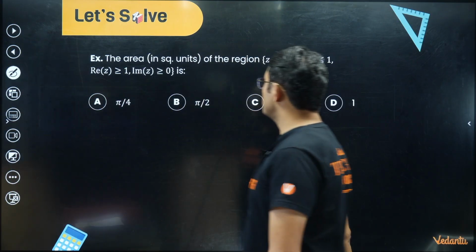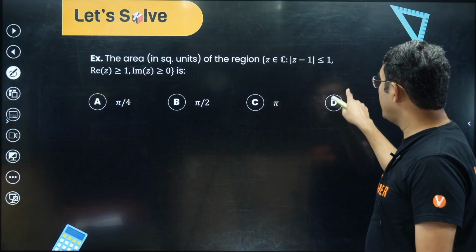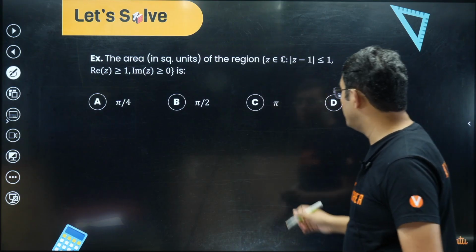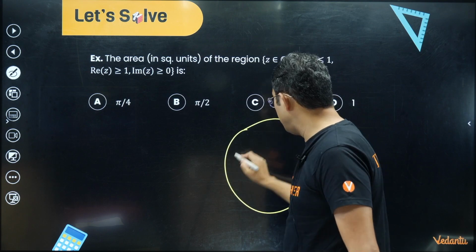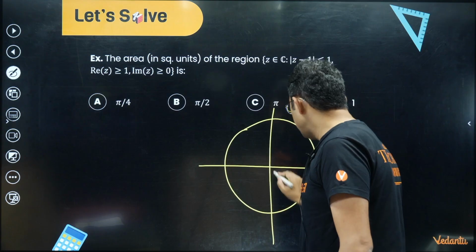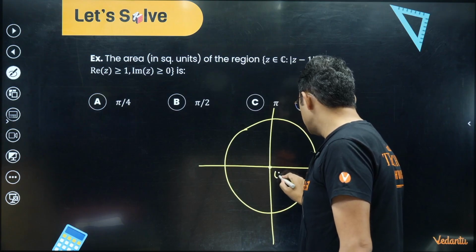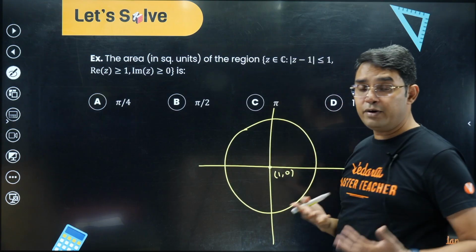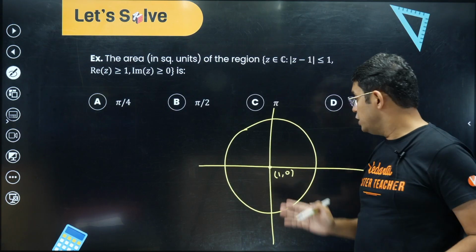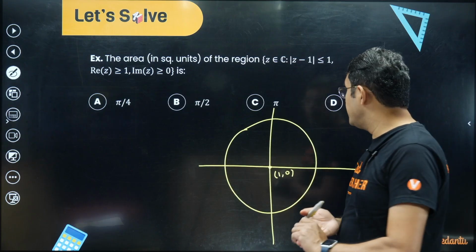The area in square units of the region. Now |z minus 1| is less than or equal to 1. That means it should be a circle whose center will be at (1, 0), because the center is 1 on the x-axis, so (1, 0) on the xy plane.